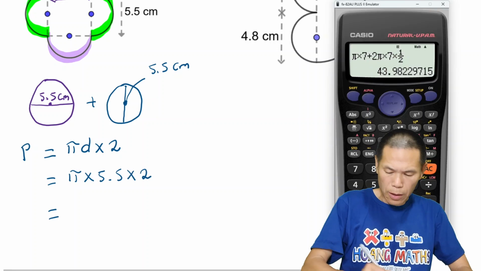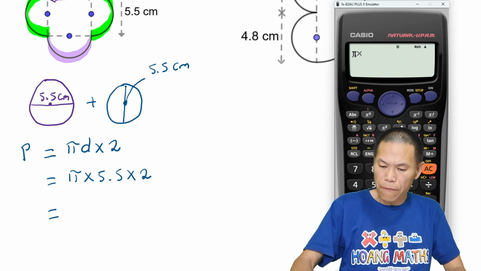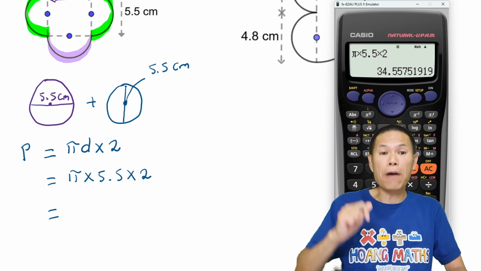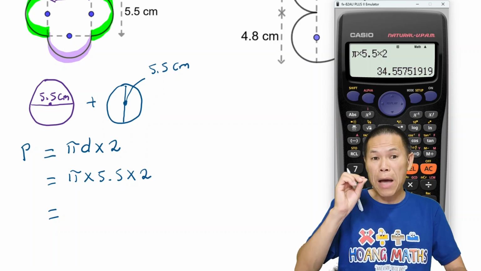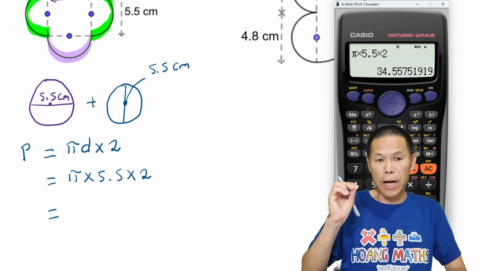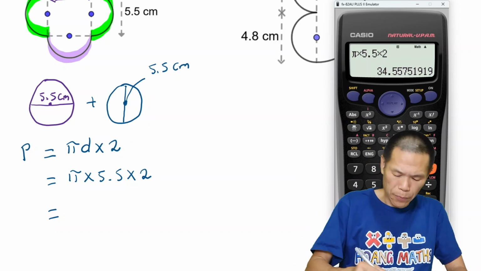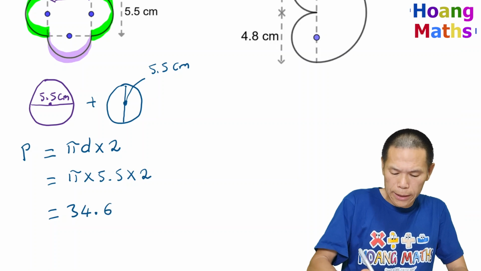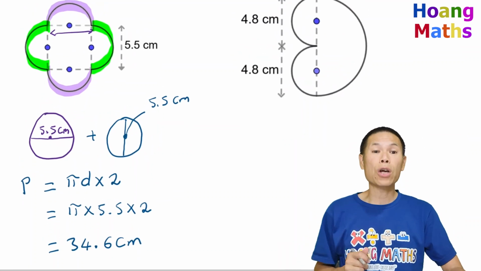That will give me, so I just go shift pi times 5.5 times 2. So there you go, 34.557 and so on. Correct to 1 decimal place, the number after 5 is 5, right? So 34.6 centimeters. So there you go. And I hope you got it correct.